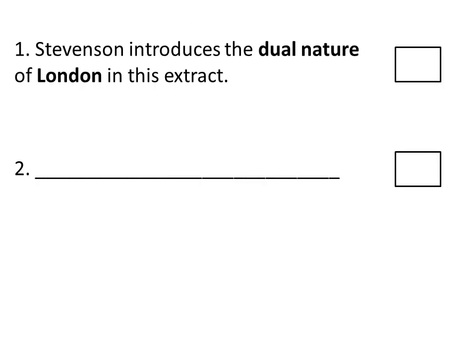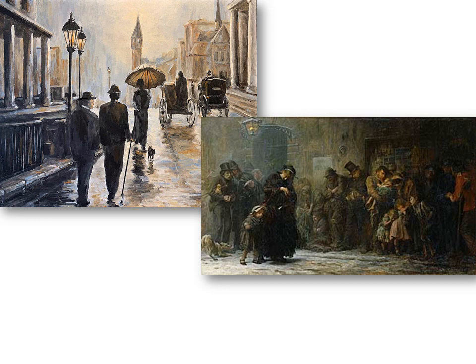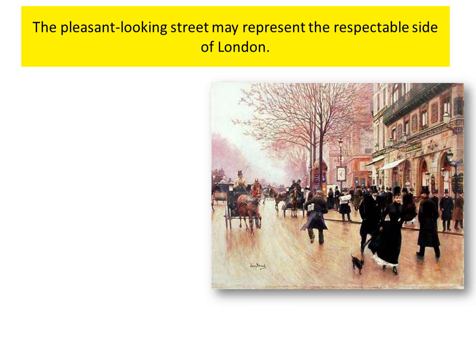So let's move on to our first idea on this passage. Stevenson introduces the dual nature of London in this extract. That means that Stevenson demonstrates that there are 2 sides to this city. In this book, London has a respectable, pleasant side, and an unsavoury, dangerous side. Now we can see these 2 sides of London in our extract. Now, in this extract, the pleasant-looking street may represent the respectable side of London.